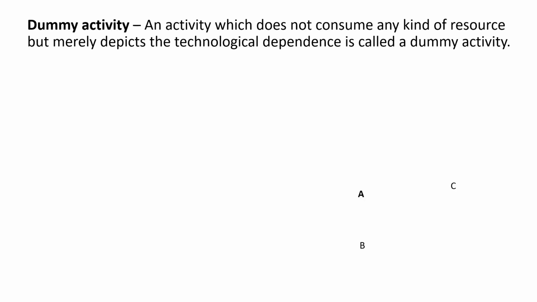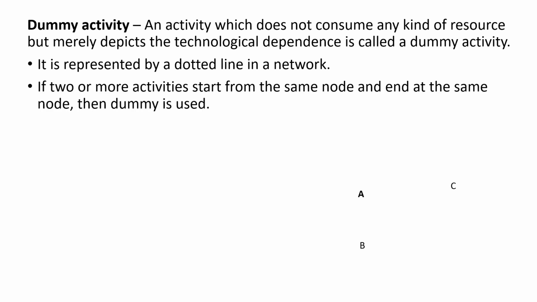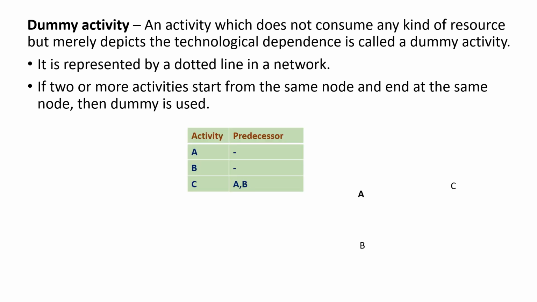Let us look at what a dummy activity is. An activity which does not consume any kind of resource but merely depicts the technological dependence is called a dummy activity. Dummy activity is represented by a dotted line in a network. If two or more activities start from the same node and end at the same node, then dummy is used. For example, look at the table. It shows three activities and predecessor relationship. Now, when you draw the network, you see activities A and B have no predecessors, therefore they are the first activities starting from the same node.